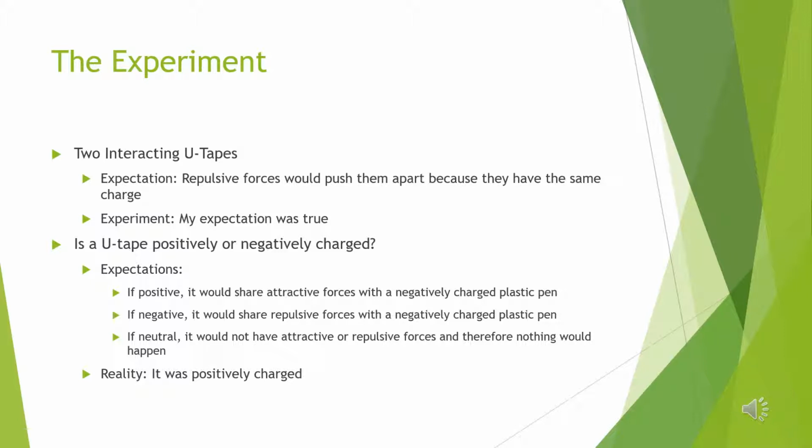The experiment involved two interacting U-tapes. So the expectation was that the repulsive forces would push them apart because they have the same charge. And in the experiment, it was found to be true. And then the second question was, is a U-tape positively or negatively charged? And the expectation was that if it was positive, it would share attractive forces with the negatively charged plastic pen. If negative, it would share repulsive forces with that pen. And if neutral, it would not have attractive or repulsive forces. And through the experiment, we found that it was positively charged and therefore shared attractive forces with the negatively charged plastic pen.